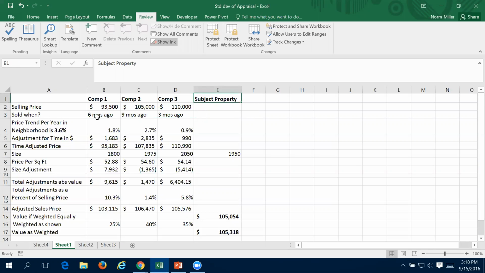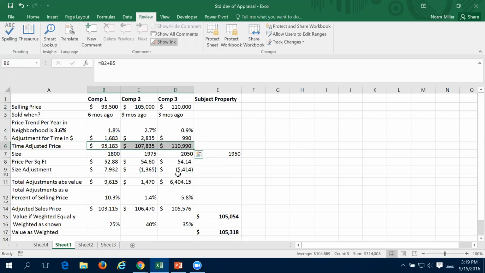worth. The selling prices occurred 6 months ago, 9 months ago, 3 months ago, and with an appreciation rate in the neighborhood of 3.6%, I need to add these percentages as shown to adjust for the time trend and answer the question, what would they sell for if they sold today? So I make these dollar adjustments in time, and then I show you the time adjusted price, trying to answer the question, what would they sell for if they sold today?